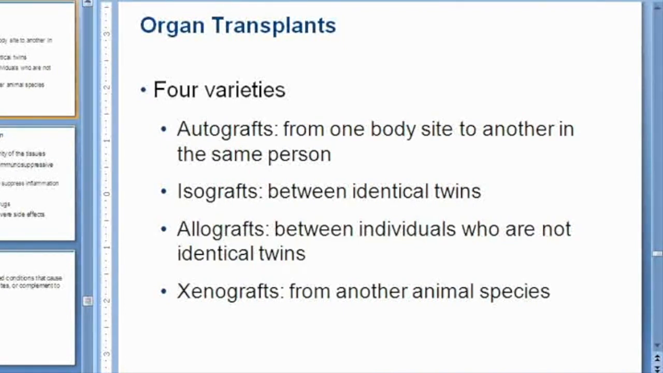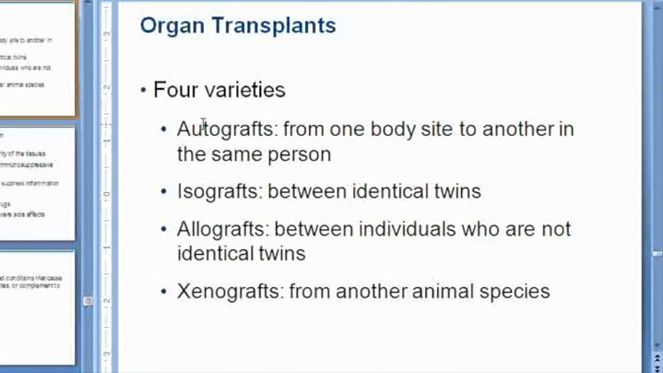So if you have a transplant, this is just little memory work. There's 4 types of transplants. If it's a transplant from your body to your body, like you want nice, puffy, cute lips, so they scrape some fat off of your backside and they inject it into your lips. You can do that. That comes from you. That's called an autograft. That is not an autograph. That is a graft from yourself.